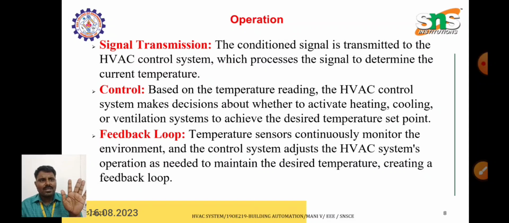And the fifth one is control. Here we have to take the appropriate control, whether we have to do heating, cooling, or provide ventilation. Based on the temperature changes, if the temperature is increased, we have to apply cooling. If the temperature is decreased, we have to apply heating. So we have to take the necessary control action. And the sixth one is the feedback loop. We have to continuously monitor the temperature changes in the environment in order to take the appropriate action. That is nothing but the feedback loop.